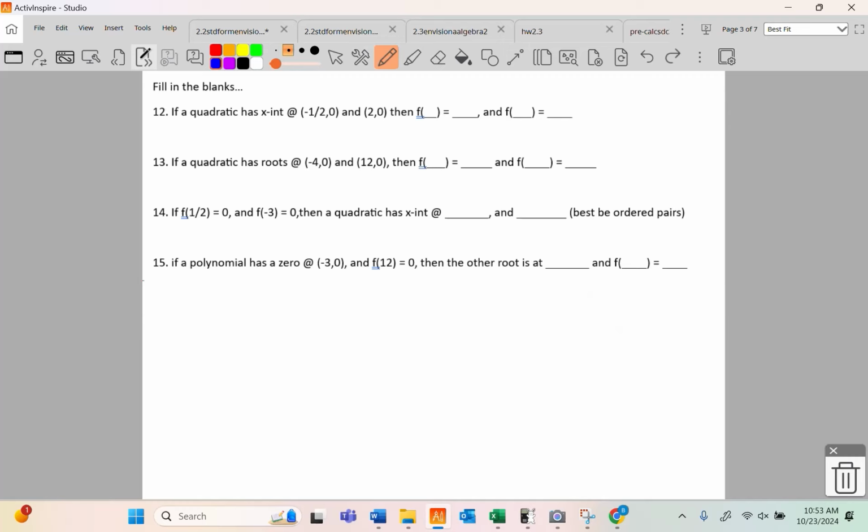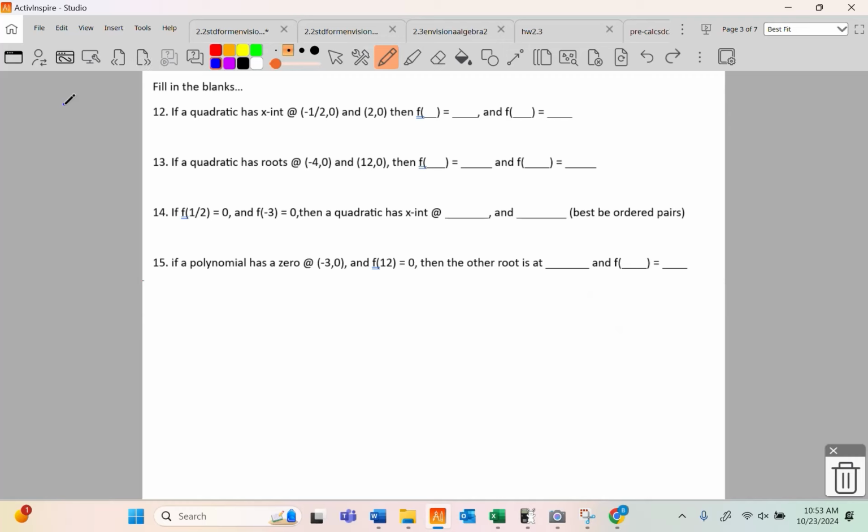But we have a quadratic that has an x-intercept at -1/2 and 0. I'm just going to draw something. Maybe that'll help you understand what's going on. -1/2 and 2. I don't know what it looks like, but this is an idea. That fits the definition. Then f of blank is blank and f of blank is blank.